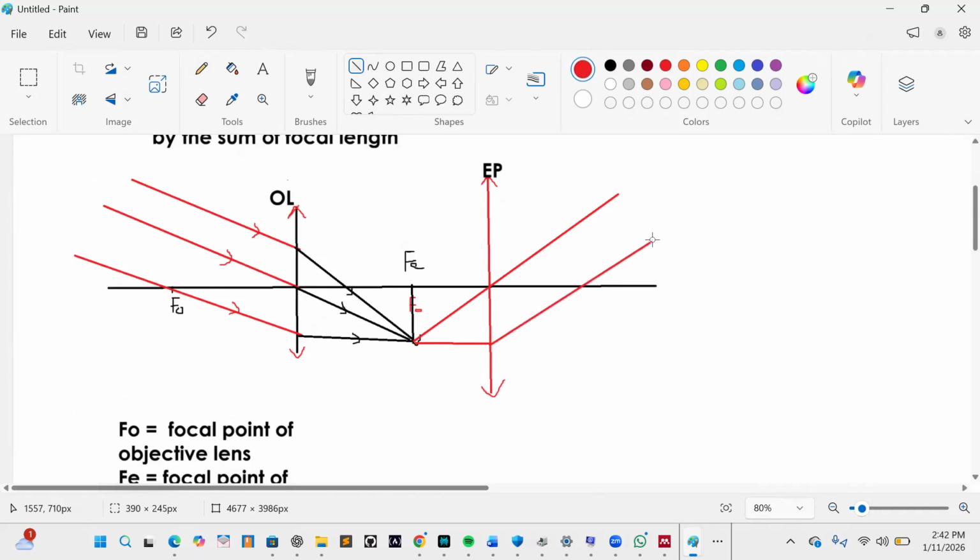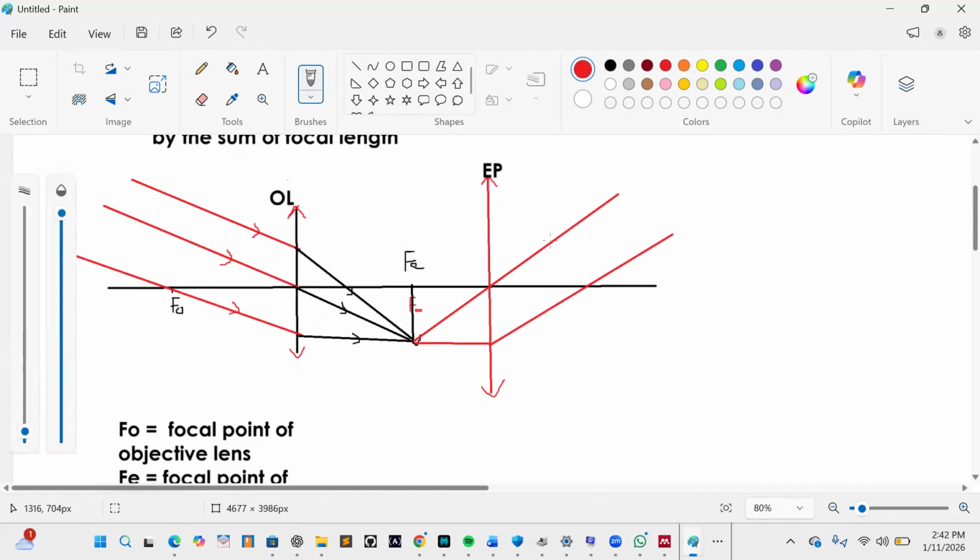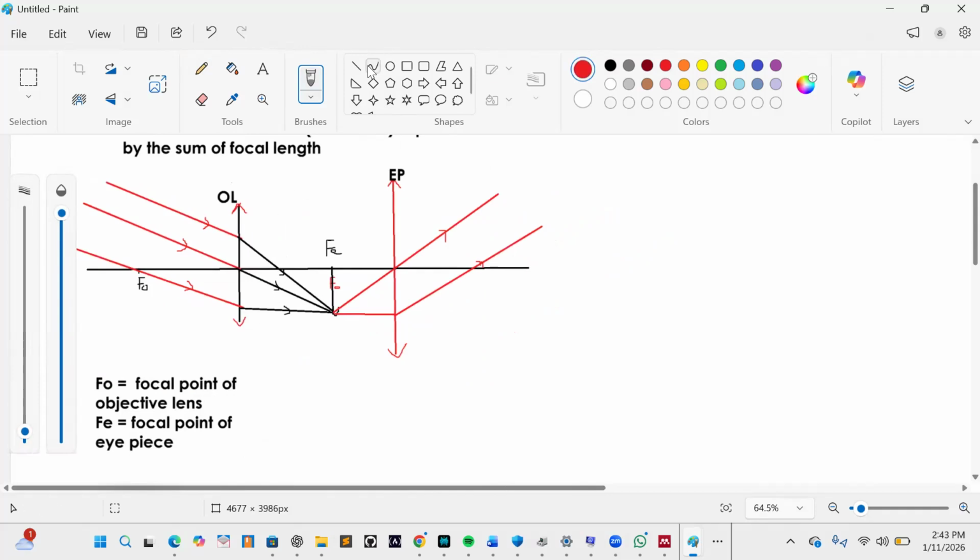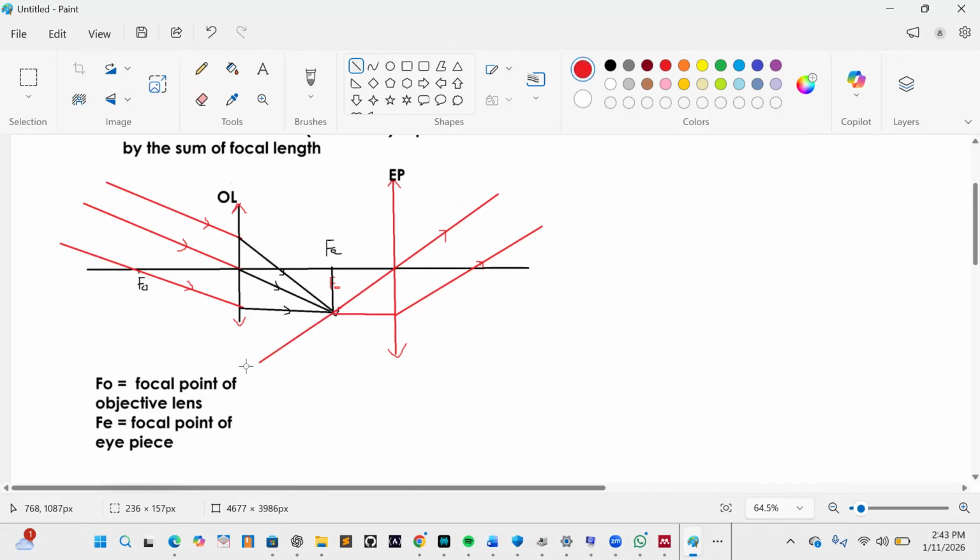You can see these two emerging rays are parallel to each other. Unlike in the Galilean, where the emerging rays are equally stable, but they appear a little bit different from the Keplerian. These ones are also parallel to each other, but when you extrapolate, you know the image is actually going to be formed at infinity. So you could extrapolate a bit like this. And that's the Keplerian telescope.